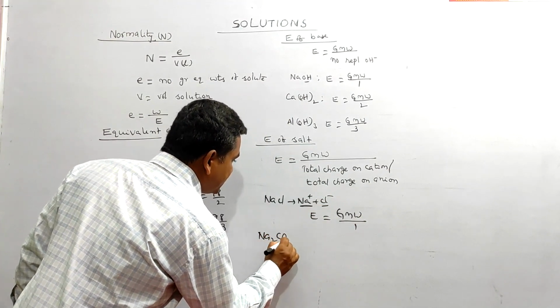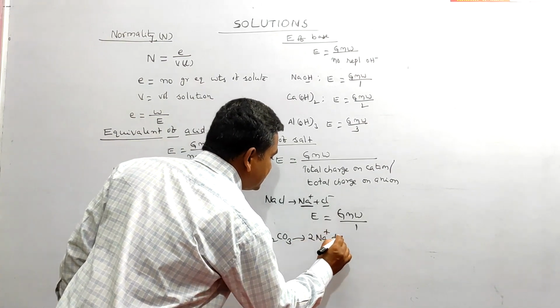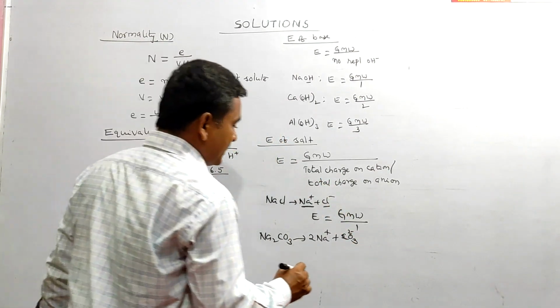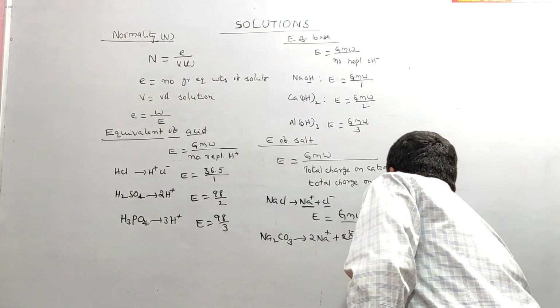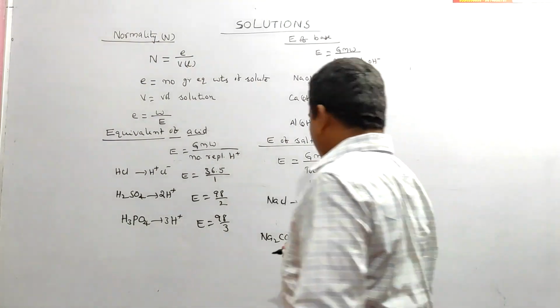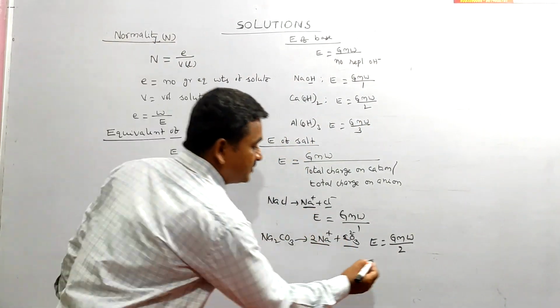For Na2CO3, Na plus, CO3 2 minus. So E is equal to gram molecular weight by 2, because here 2 units of positive charge and 2 units of negative charge.